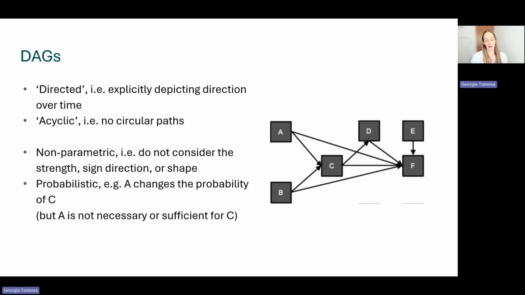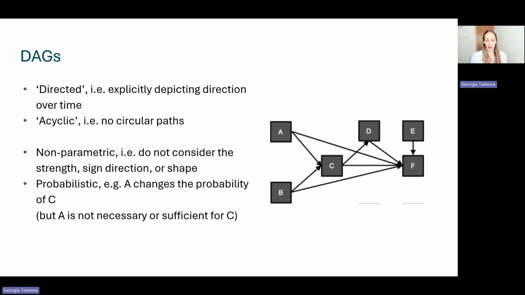For example, when we place an arc from A to C, we say that A changes the probability of C. But importantly, A is not necessary or sufficient for C. What that means is, rather than A and C, we have smoking and lung cancer, and we place an arc between them. We say that smoking changes the probability of lung cancer, but it's not necessary for it, meaning that lung cancer can occur without smoking, and it's not sufficient for it, meaning that just because someone smoked doesn't mean that they will get lung cancer. So these relationships that we depict are probabilistic.